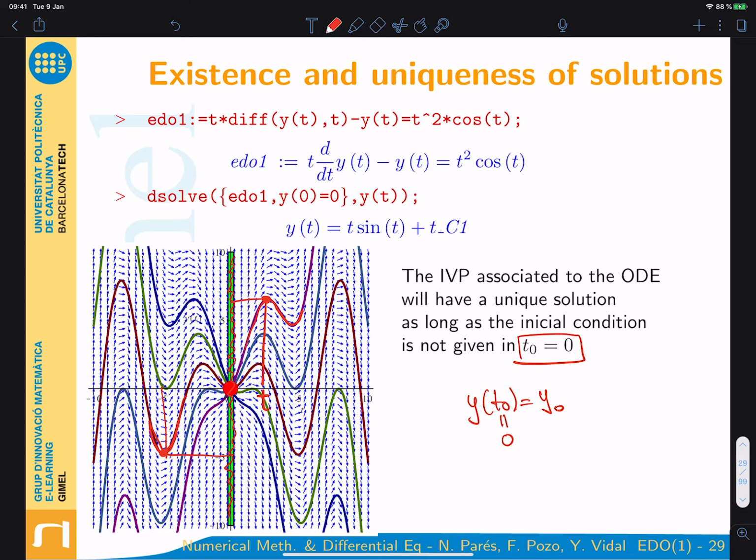Okay, that's what I wanted to explain today about the geometric interpretation and Picard's theorem, to check the conditions, and in case we satisfy the hypotheses, the theorem can guarantee the existence and uniqueness of the solution.